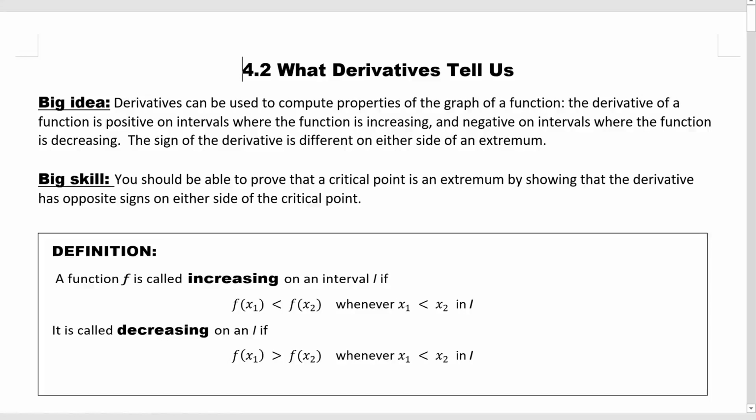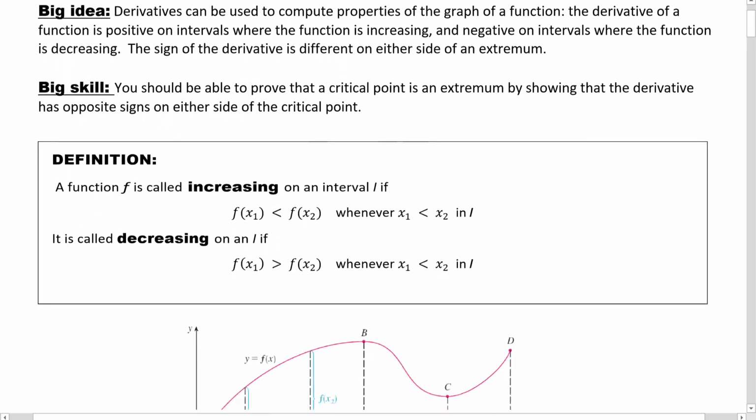Okay, big skills: you should be able to prove that a critical point is an extremum by showing that the derivative has opposite sign on each side of the critical point. Okay, so let's look at the definition.